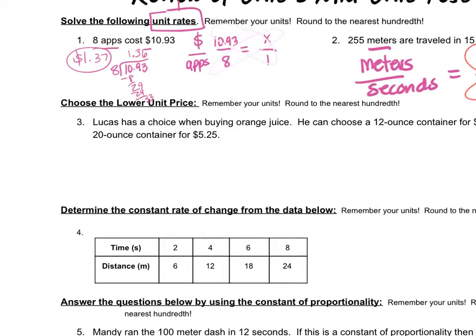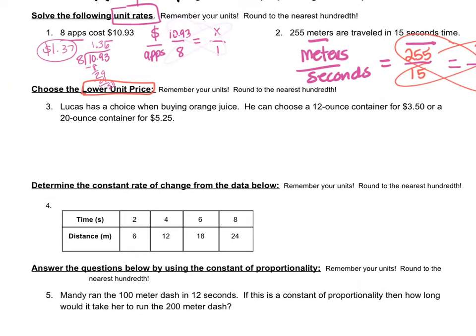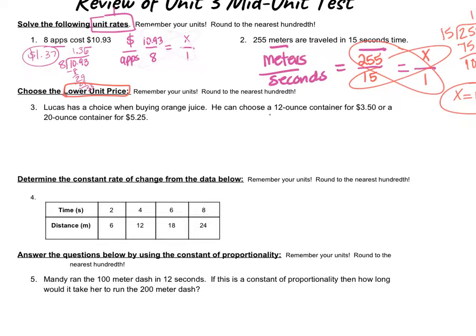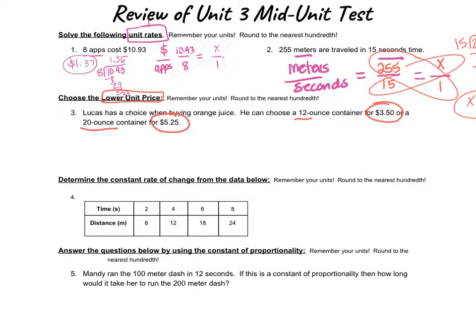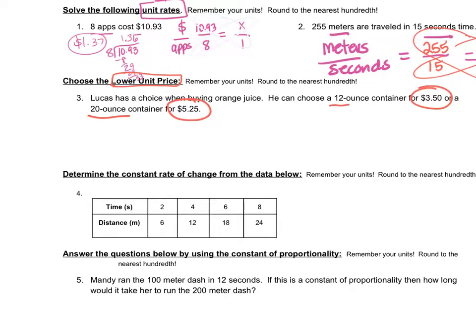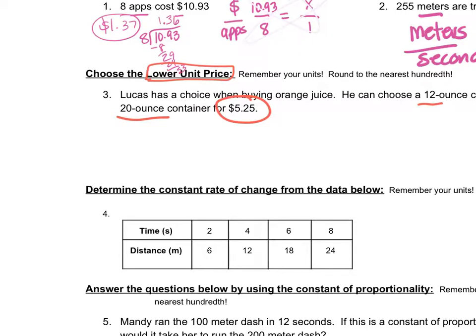Okay, so number 3 says choose the lower unit price. So the lower price per 1 ounce. Since Lucas has a choice when buying orange juice, he can choose a 12-ounce container for $3.50 or a 20-ounce container for $5.25. So think about what are the 2 things we're comparing. Money and ounces. So I'm going to put the money on top because that's always going to be changing depending on the size. On top of ounces. OZ is an abbreviation for ounce.